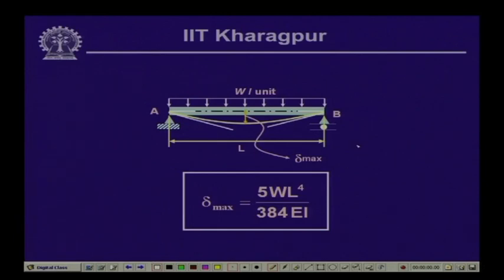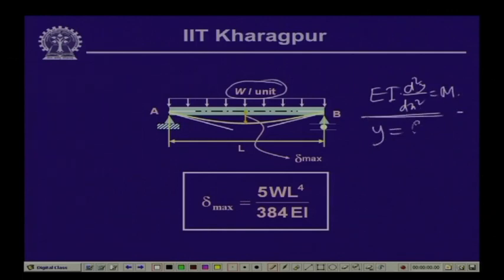Now, for a simply supported beam, when the load is W per unit length along the entire span, the expression for the elastic curve is obtained from the equation E I d 2 y dx 2 equals the moment. If we do that, we get the value of y as a function of x, and then if we evaluate y at x equals L by 2, we get the expression y equals 5 W L 4 by 384 E I.